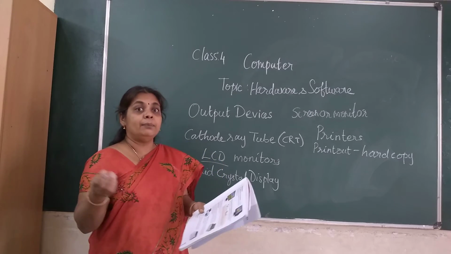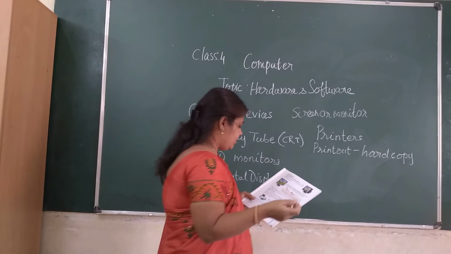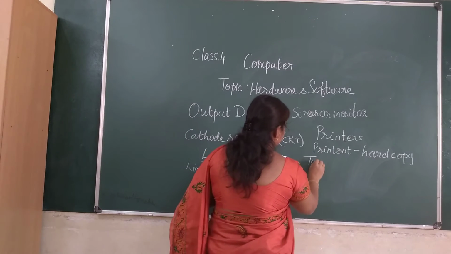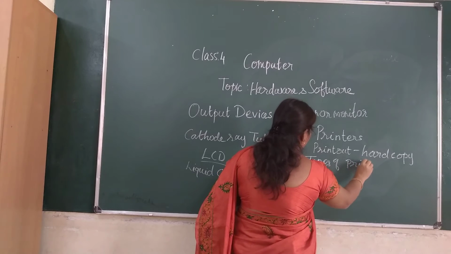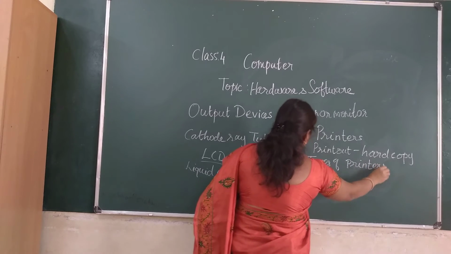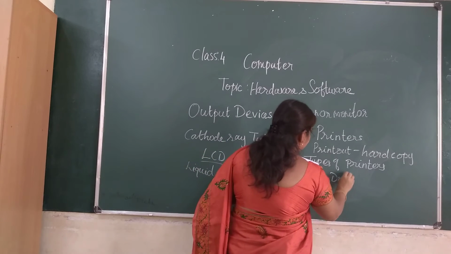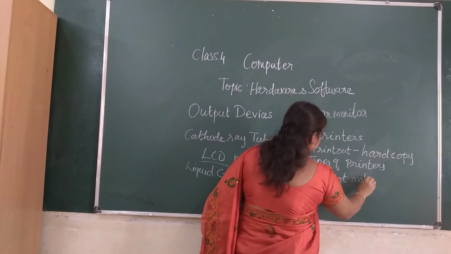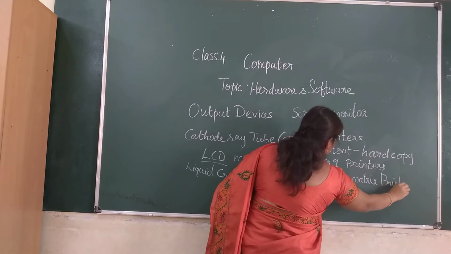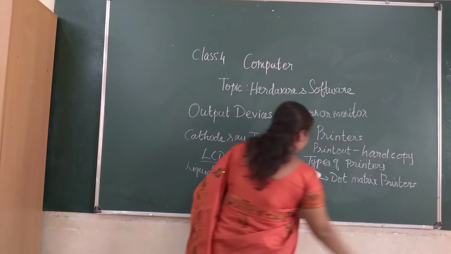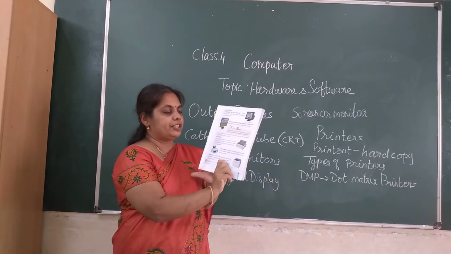So what are the printers available in the market? We will see the types of printers, children. First one is DMP, that is dot matrix printers. Dot matrix printers. The picture is in your book, children.